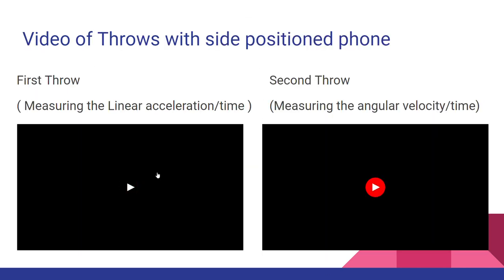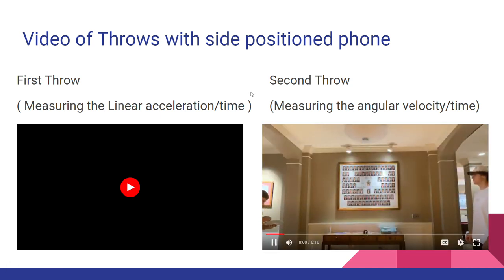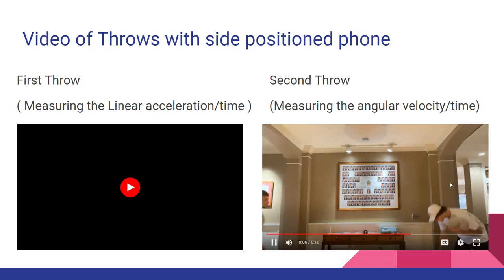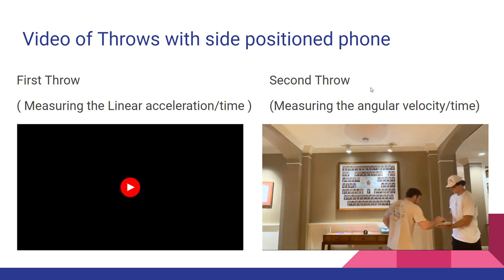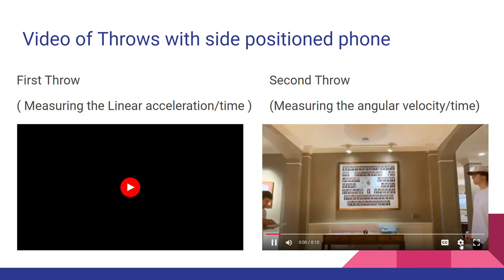So here's some videos of the throws, down the hallway. That's the first throw measuring linear acceleration. We did these two throws at a time. That does allow for some error. I don't know if I threw these at the same time. You can see right here it dropped. That didn't really affect my data too much. I just had to clip the data down a little bit. So let's look at the data from those throws.